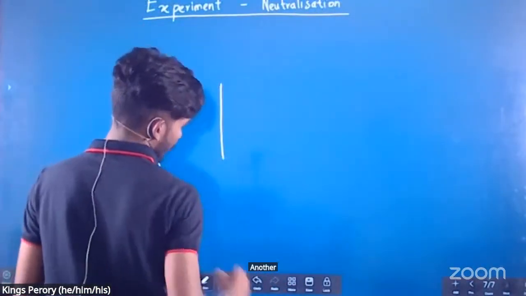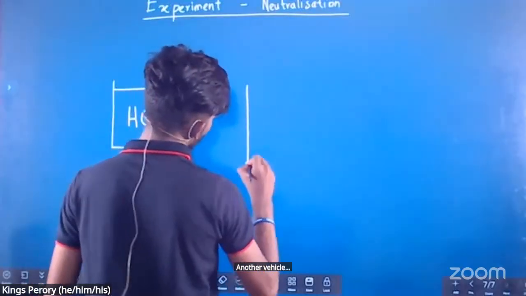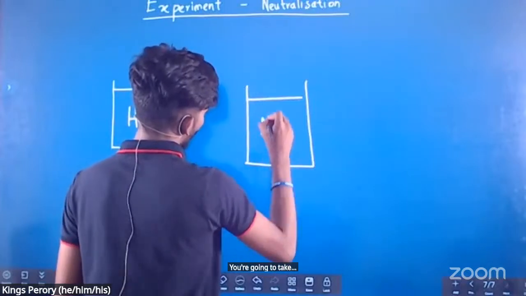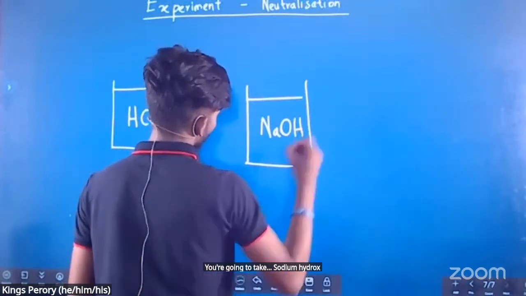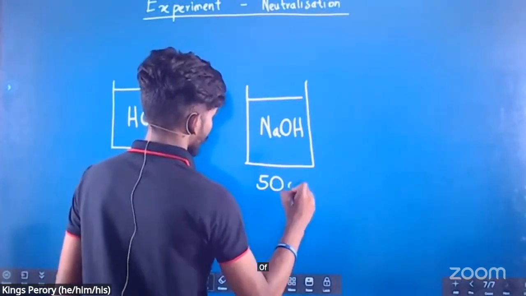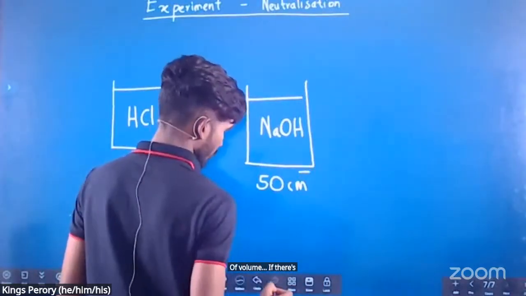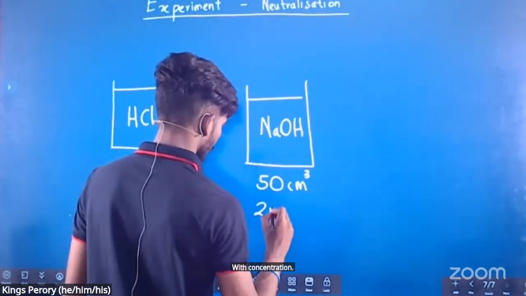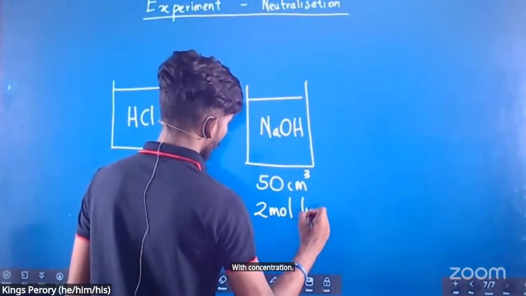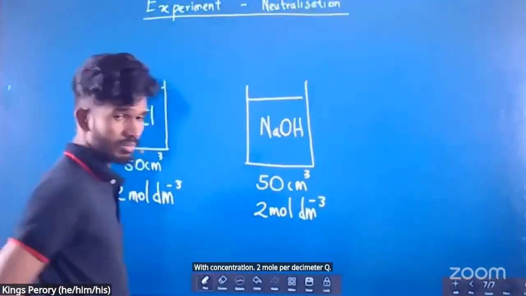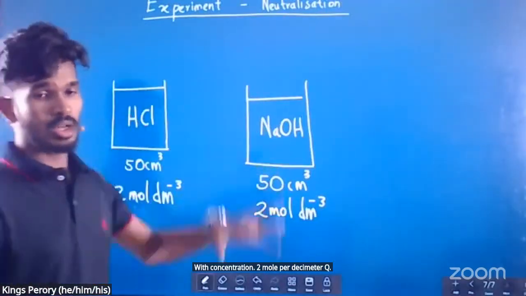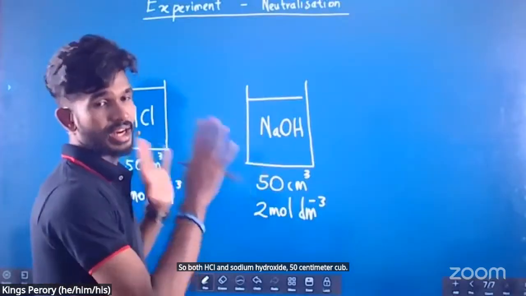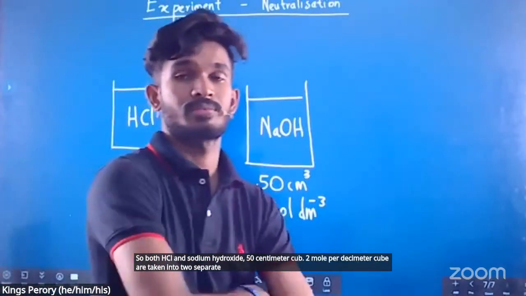In another beaker, you are going to take sodium hydroxide of volume 50 centimeter cube with concentration 2 mole per decimeter cube. So both HCl and sodium hydroxide, 50 centimeter cube, 2 mole per decimeter cube, are taken into two separate beakers.